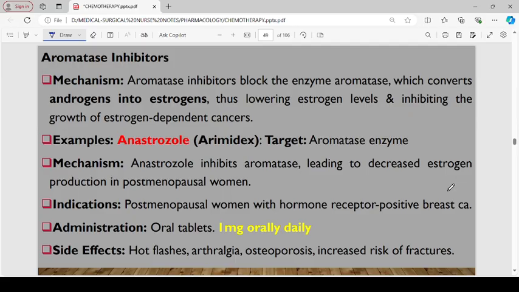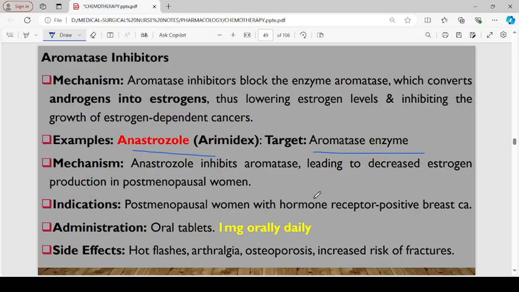Aromatase inhibitors block the enzyme aromatase, which normally converts androgen to estrogen. When this is blocked, it lowers estrogen levels and inhibits the growth of estrogen-dependent cancers. An example is anastrozole, and the target is the aromatase enzyme. Anastrozole inhibits aromatase, leading to decreased estrogen production in postmenopausal women.